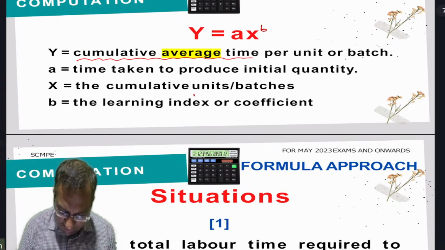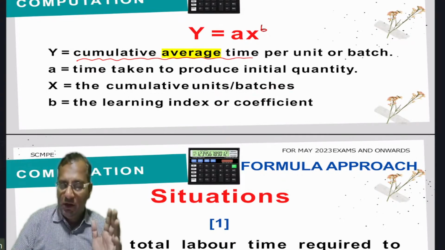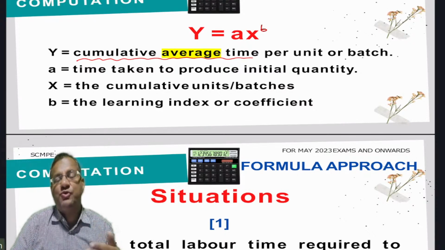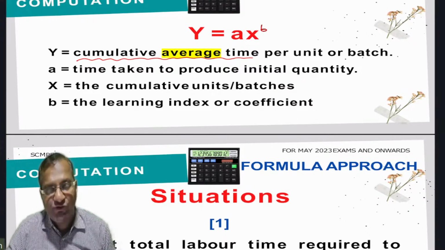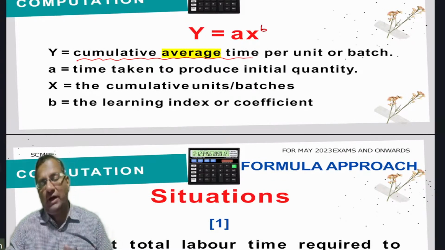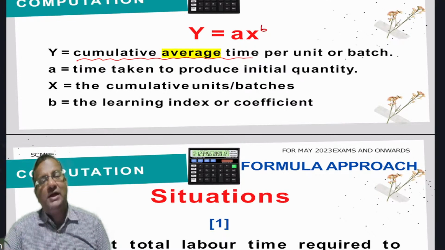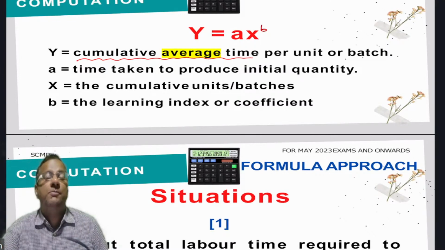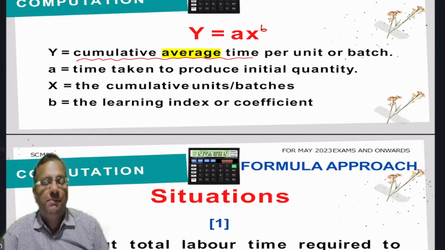What do you mean by units भी यहाँ पे दिया है, batches भी यहाँ पे दिया है. There are certain industries in which production will not be done in number of units. It will be done in batches. So the learning curve will not apply in terms of number of units. In those industries, the learning curve will apply in terms of number of batches, such as in a pharmaceutical company. No pharmaceutical company will produce medicine on a per tablet basis. It is produced on a per batch basis, है ना.